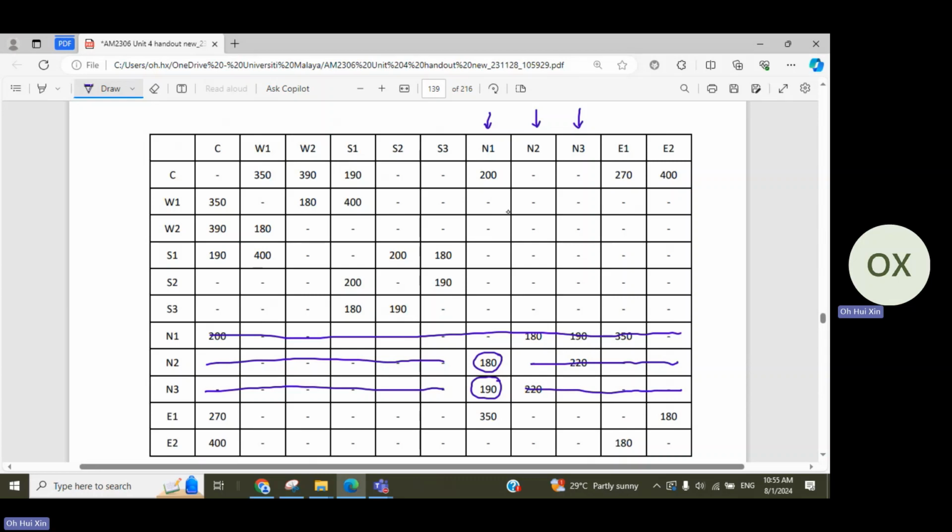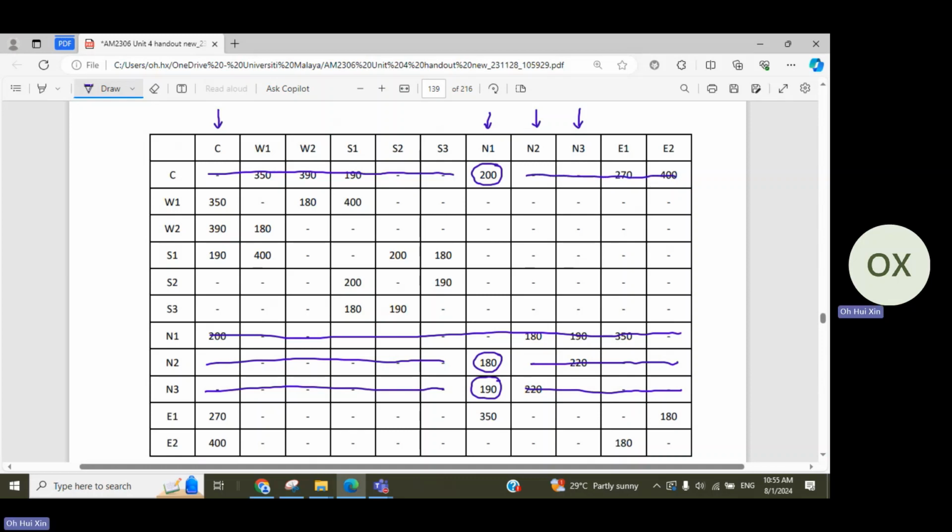Now you have three columns with arrows, which are N1, N2, and N3, but N2 and N3 don't have any adjacent vertices anymore. So you can only pick from here. The next smallest is 200. So circle 200, and 200 brings us to C. Arrow at C, strike the entire row for C.